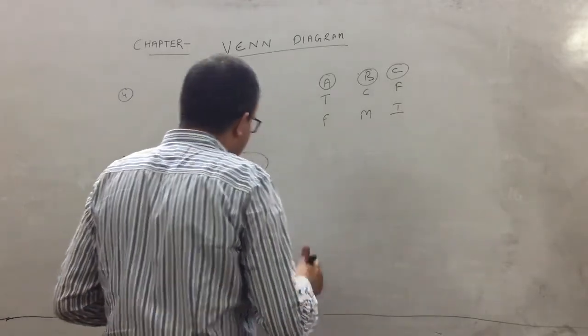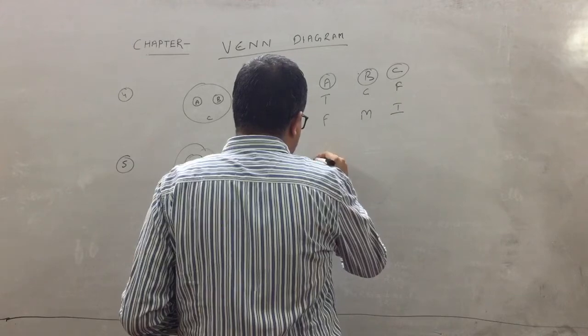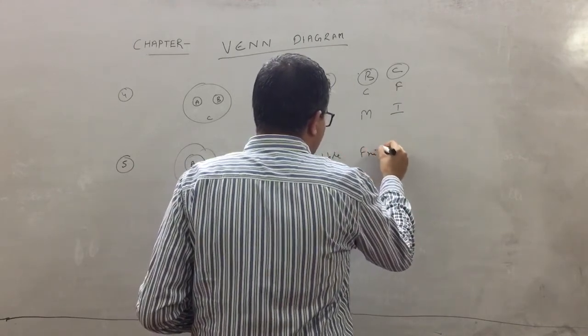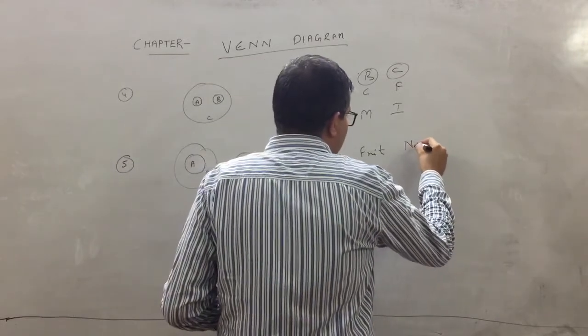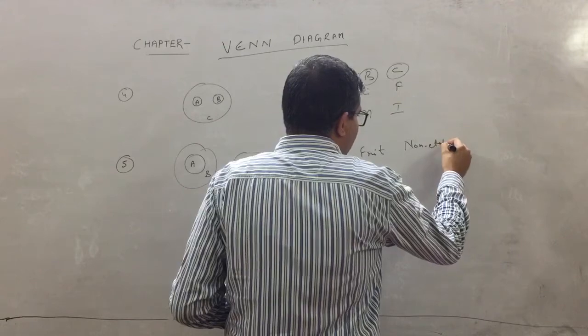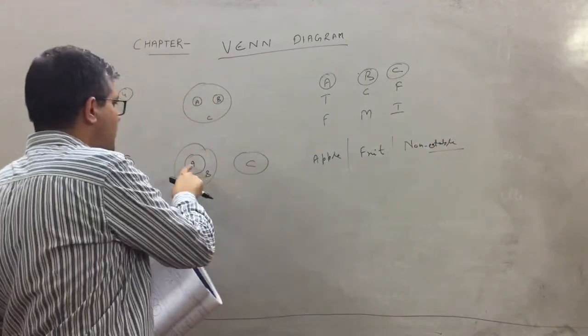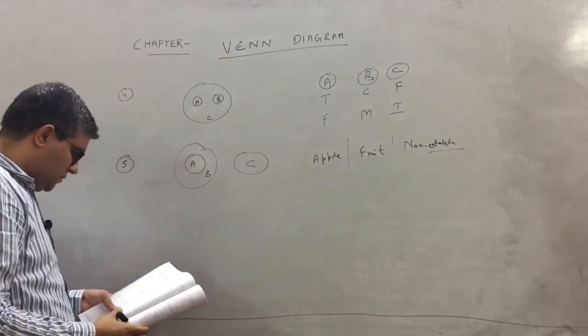And another example, maybe you can have A as apple, B is fruit, and C is non-eatable, anything which is non-eatable. So A is apple, all apples belong to fruit, and C is non-eatable.